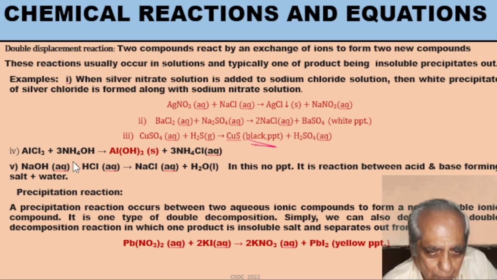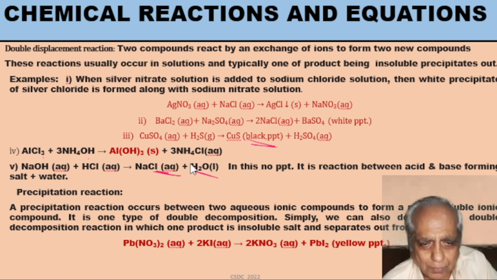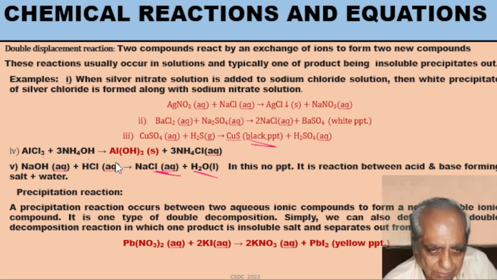Now sodium hydroxide plus HCl will form sodium chloride and water. This is alkali, this is acid. So acid plus base, you can say alkali, forms salt and water. This is also solution, this is water. So there is no precipitate. So it is not that there will always be a precipitate. Here there is no precipitate. Okay. So the reaction in which precipitate is formed is called a precipitation reaction.